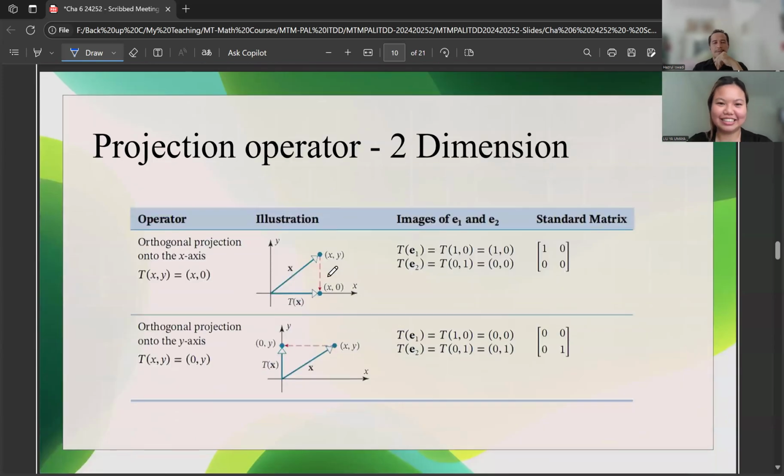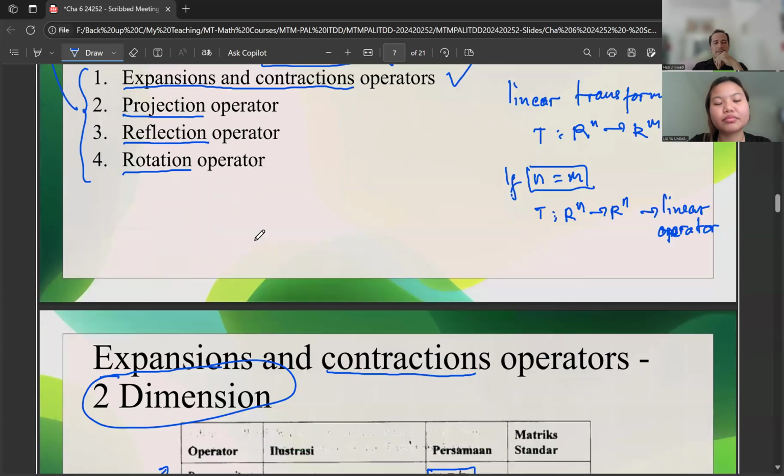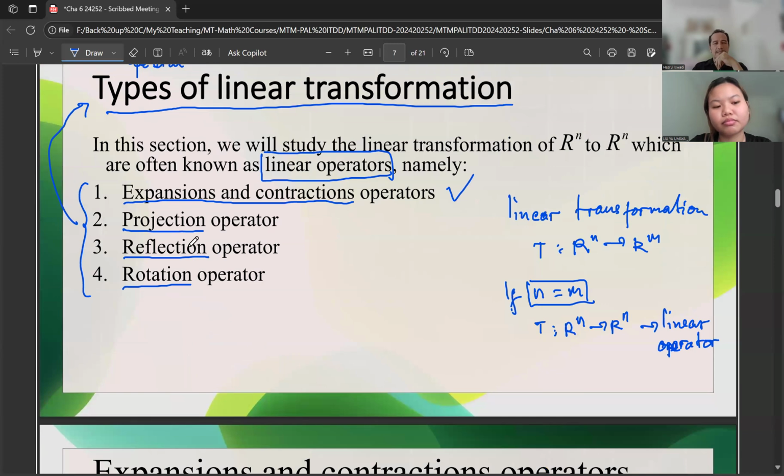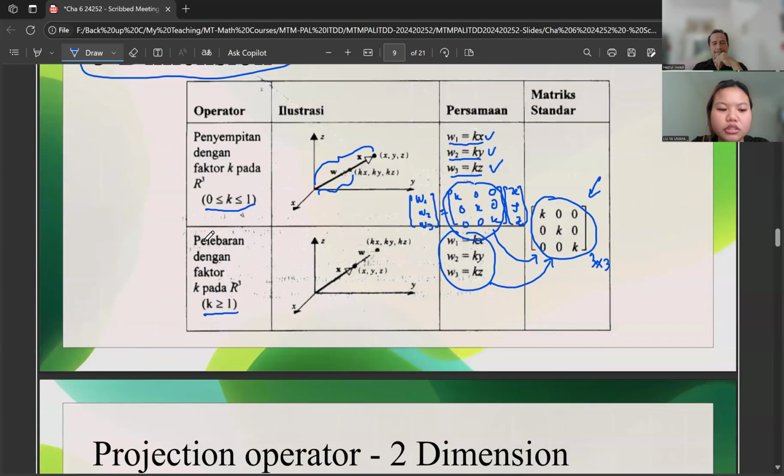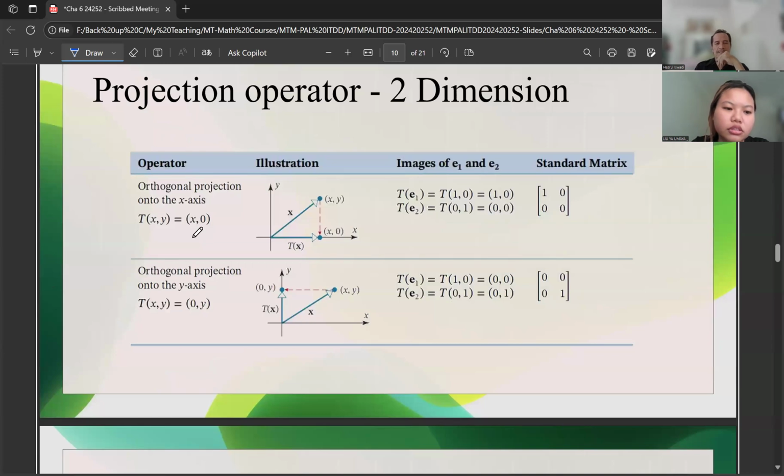Okay, now we will go to the second special type of linear transformation. We call it projection. This is projection. What is projection?